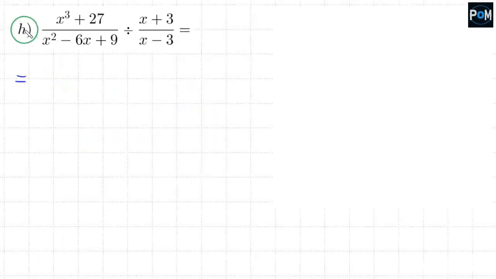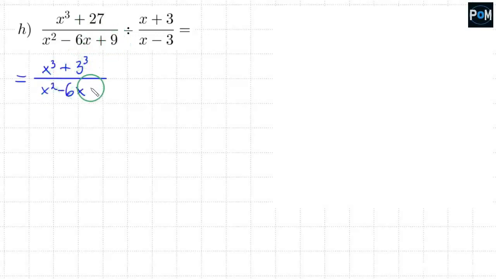In example H, I'll start by changing this division to multiplication, and here I'm already getting ready for what's coming next. 27 is 3 to the third power. I change this 9 to 3 squared. I do the multiplication, and here I flip this fraction upside down. X minus 3 on top, x plus 3 on the bottom.